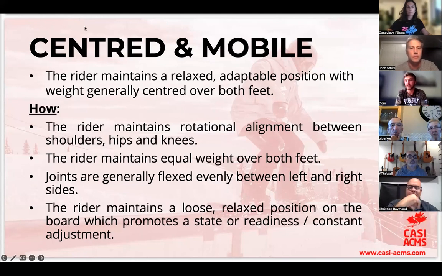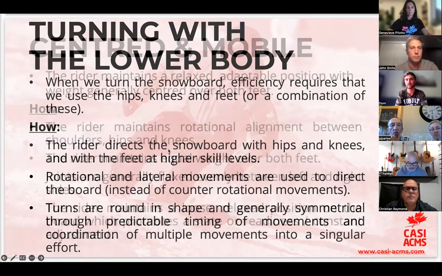All our joints are flexed evenly. So again, kind of reflecting that we're not over the nose or the tail too much, but also meaning that we're not bending too much in one joint versus another. So we're not breaking at the waist. We're getting a nice bend in our ankles, knees, and hips rather than all of it in one spot.